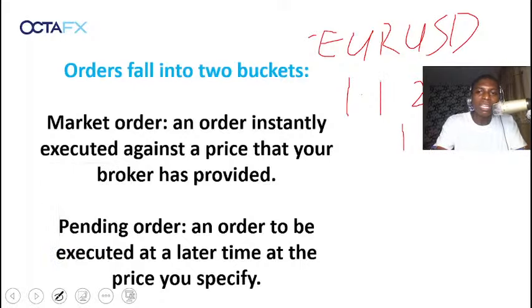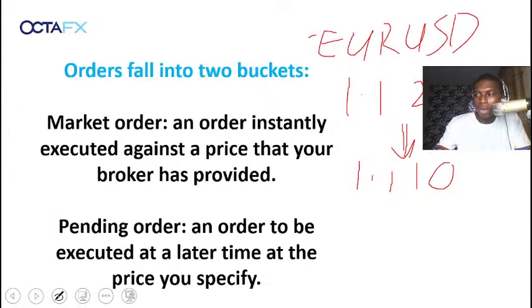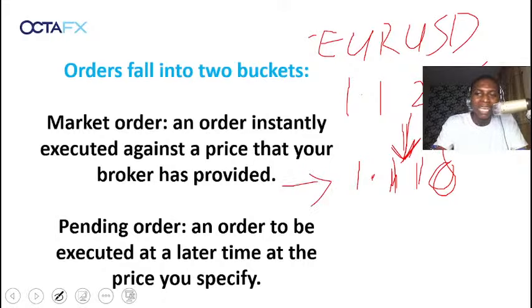Now you are only interested in buying when the price falls to 1.110. Which means you are not interested in buying this particular currency when the price is at this level, right? But you are waiting for the price to fall down to this level before you decide that you want to buy it. So you are waiting for the price to get to 1.110 before you buy. Now this order, you will say, okay, let me give an instruction to my broker, right, to buy at this level when the price falls down to this level.